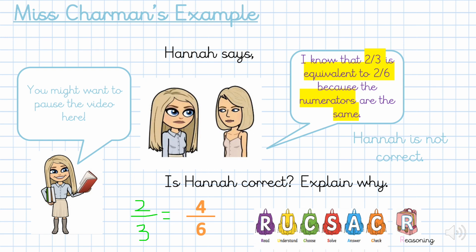It's now time to check my answer. So because I know that the denominator has been multiplied by 2, I'm now going to multiply the numerator by 2. So 2 times by 2 is 4. So this means that 2/3 is equivalent to 4/6.